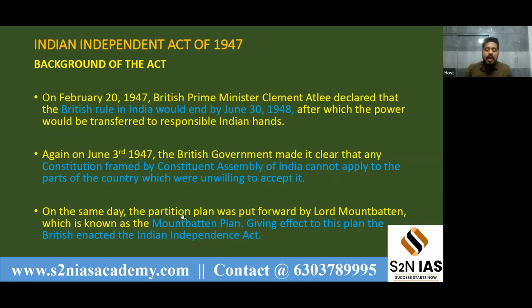Lord Mountbatten was given a hurried task. The administration in England requested him to finish the Mountbatten Plan as early as possible to reduce the damage to the British government. So he was in a hurry. In that hurry mode itself, the Indian Independence Act of 1947 was passed.